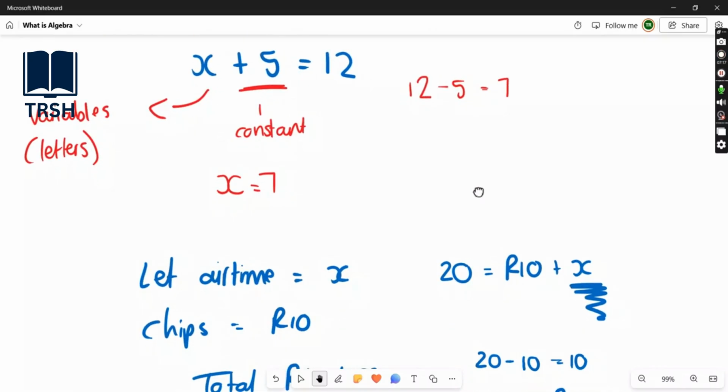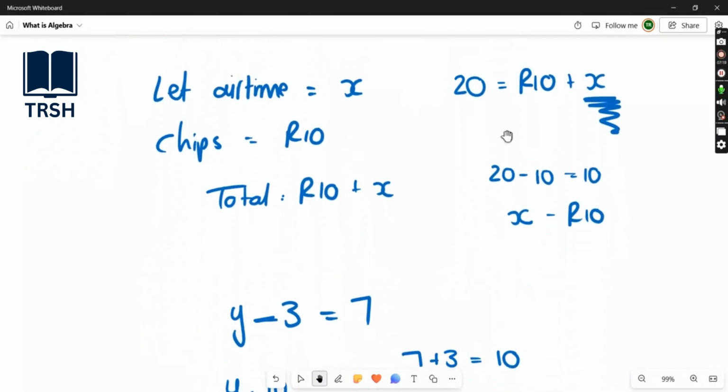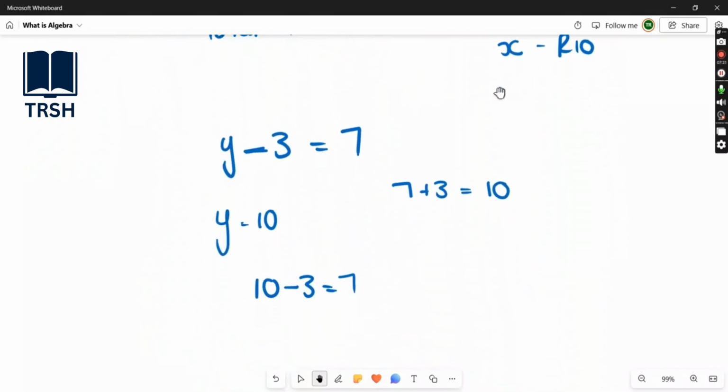So I hope this was a pretty decent explanation of the basics of what algebra is. In the next video, I'll show you how to turn words into algebra, and that's where exams start getting tricky. We're going to be looking at more advanced examples.